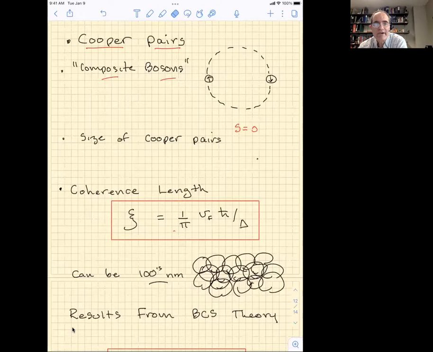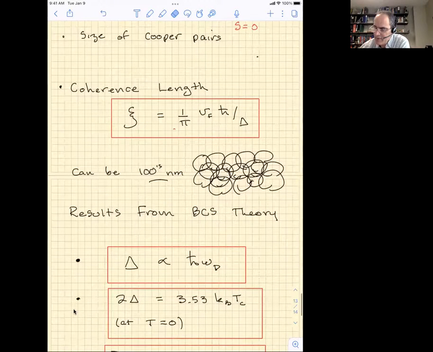Okay, and just to sum up where we are now, we've shown that electrons have a pairing interaction through the electron-phonon interaction, and they can form composite bosons. We found that the size of the Cooper pairs was related to the interaction energy, and it's described by a coherence length, which we've given here. The size of the pairs can be many hundreds of nanometers, which means that they overlap to form a kind of Fermi liquid, to form this complex fluid state.